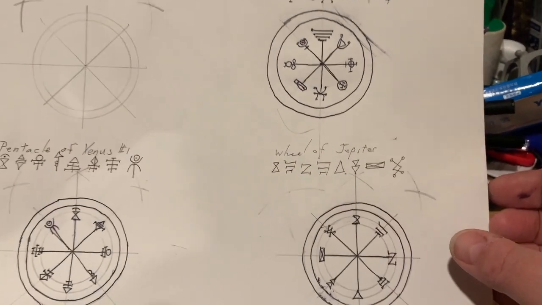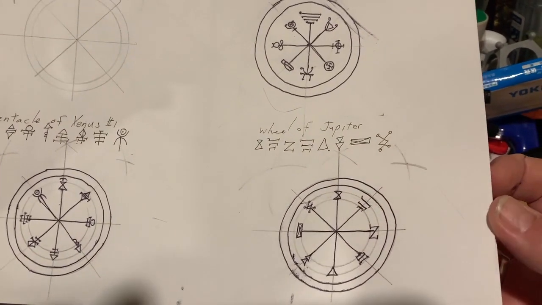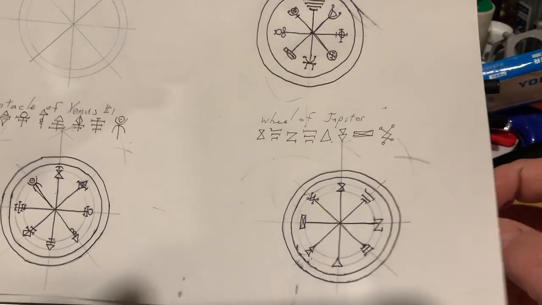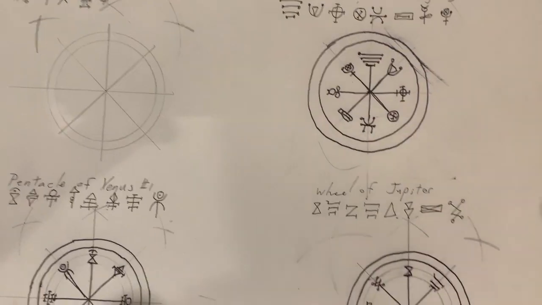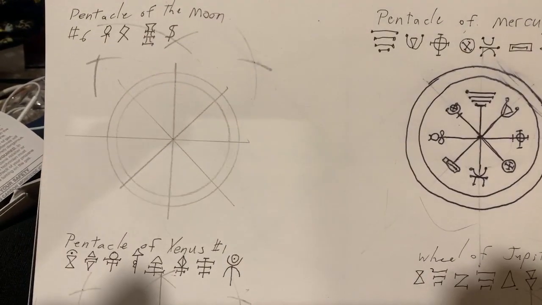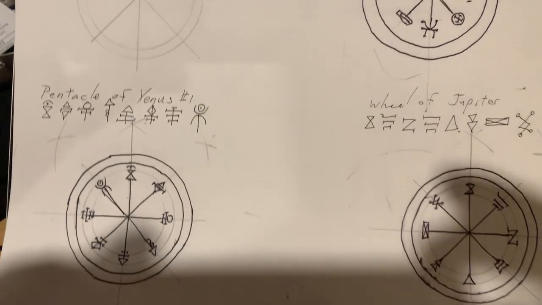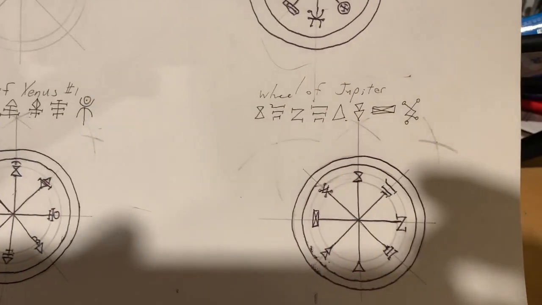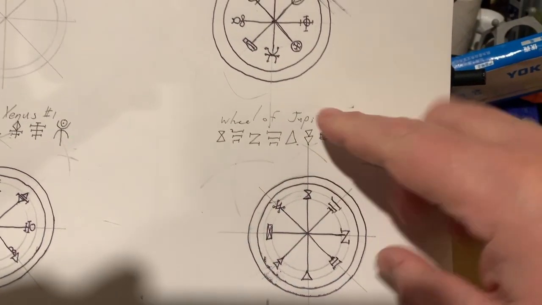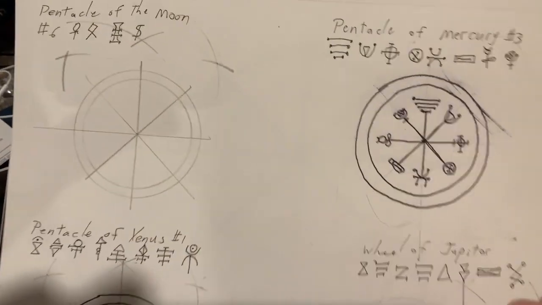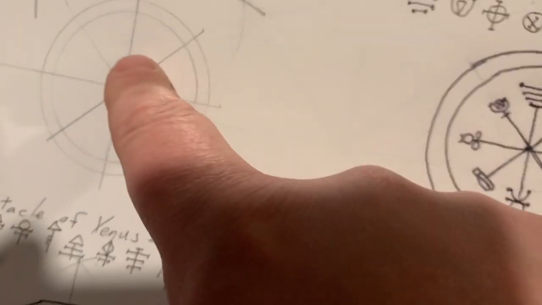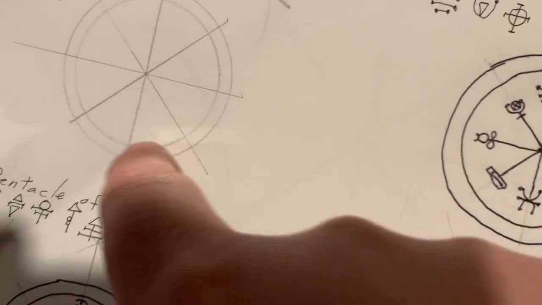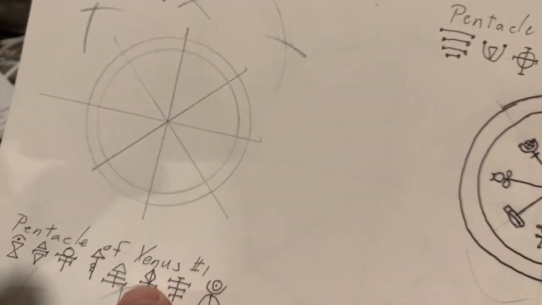Remember that all 4 of these pentacles are based on 8 spokes. So if you know how to produce an 8-pointed figure, all 4 of these, pentacle number 6 of the moon and pentacle number 1 of Venus and the wheel of Jupiter, all of these pentacles are produced using exactly the same process, and we're simply doing that process and then adding a ring for the ribbon or where the psalm verse is going to go.